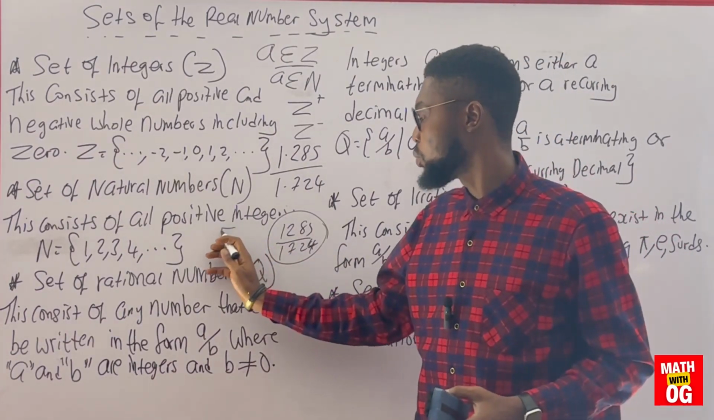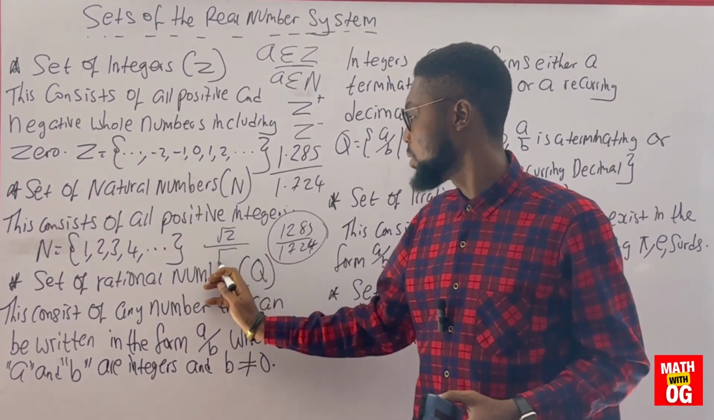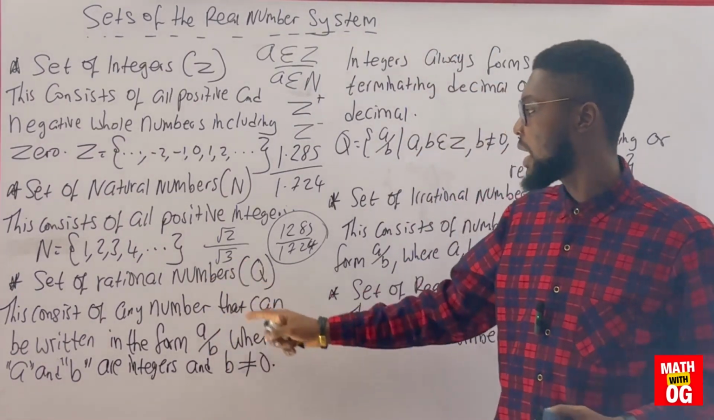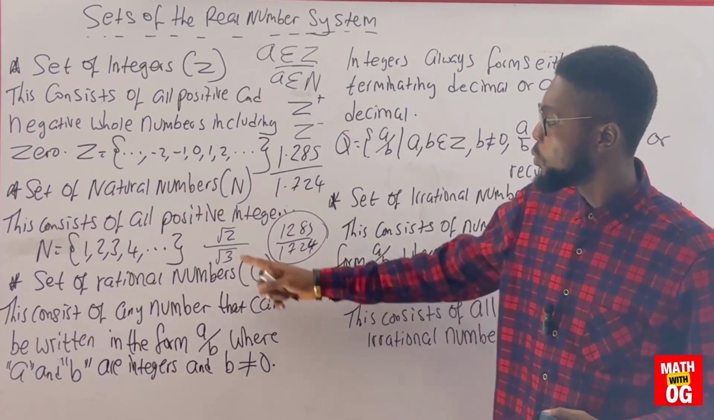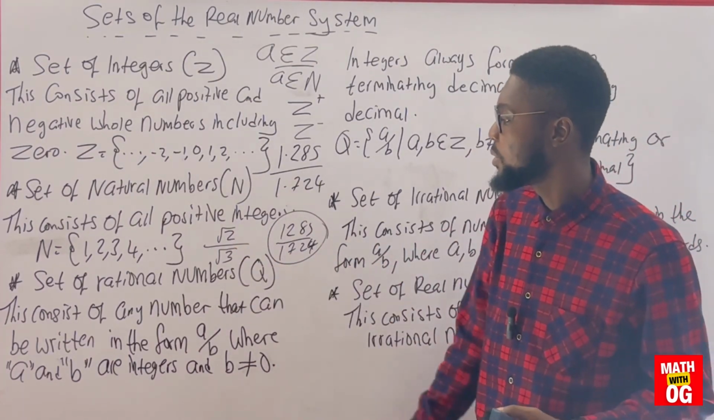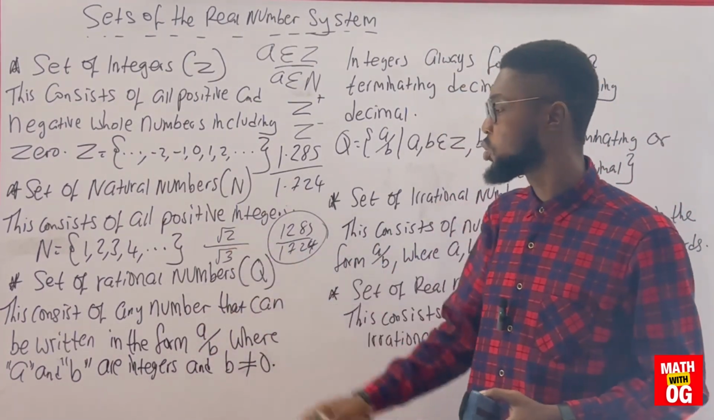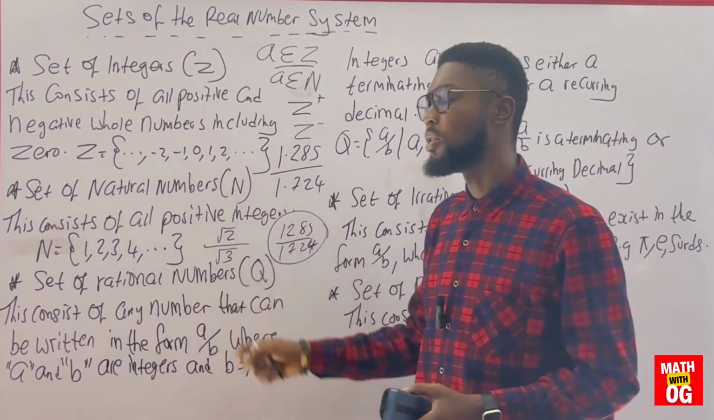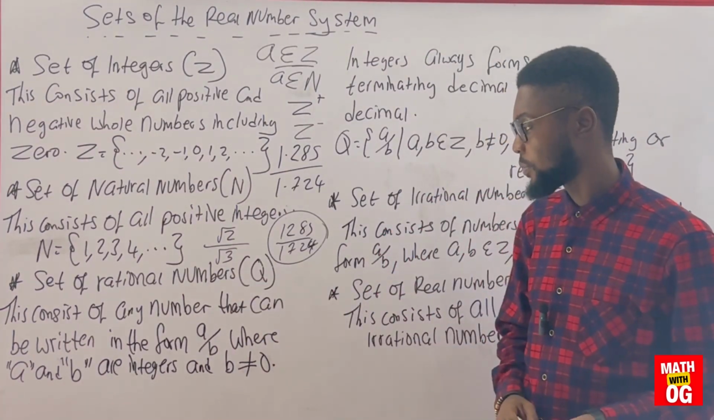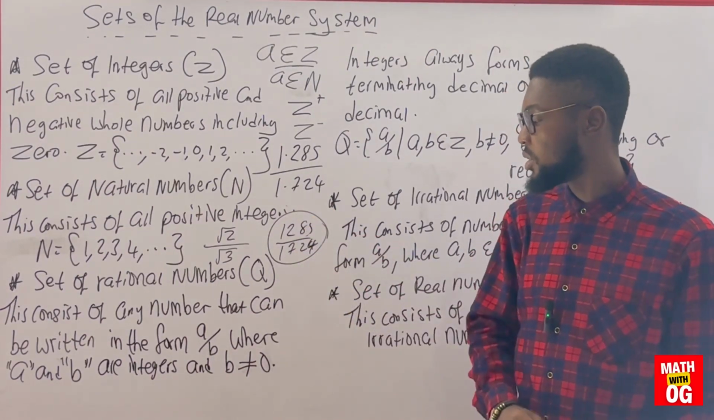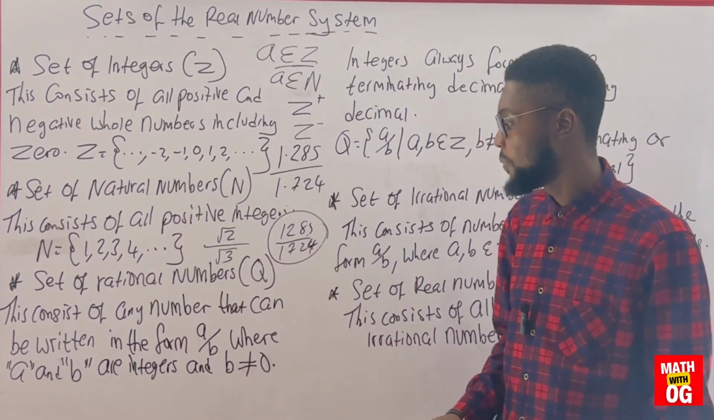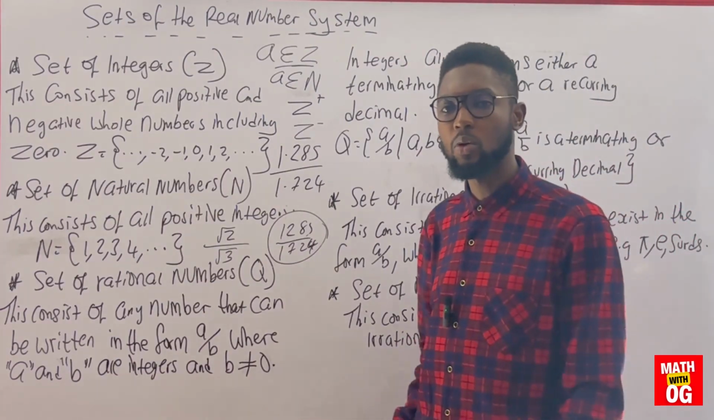You have something like this, root 2 over root 3. Can I express this guy in the form a over b? Not possible. So therefore, root 2 over root 3 cannot be a rational number because root 2 is not an integer. Also, root 3 is not an integer. Now, a over b must be in this form. A must be an integer, b must also be an integer, and b must not be equal to 0.